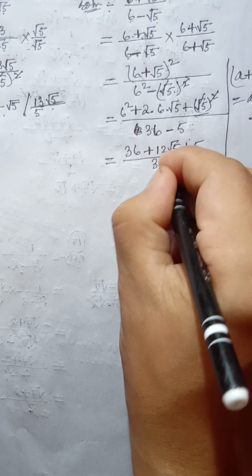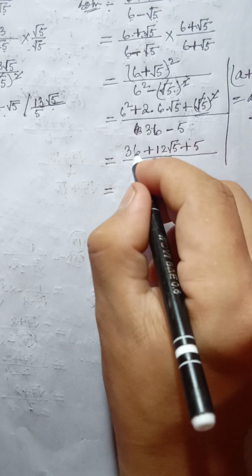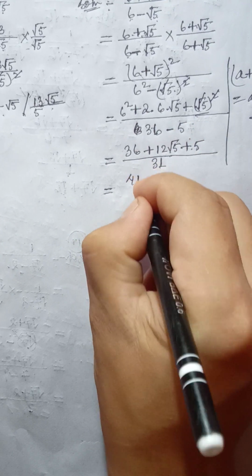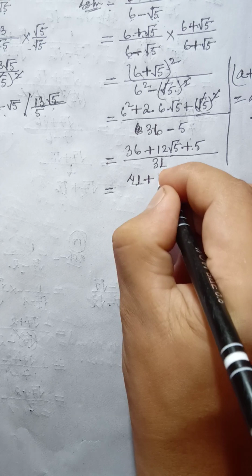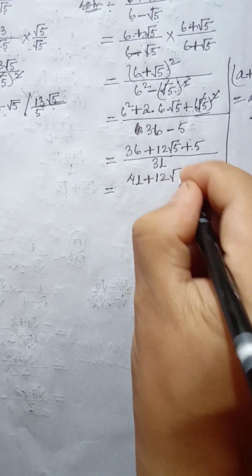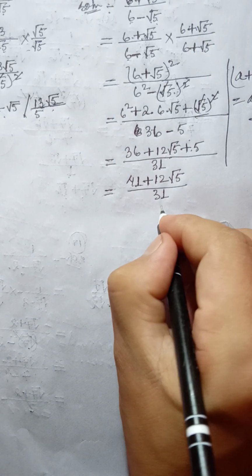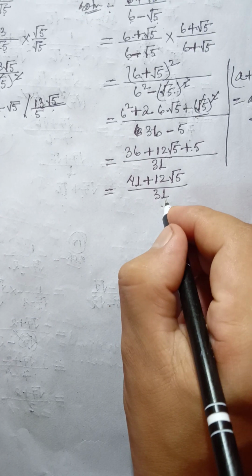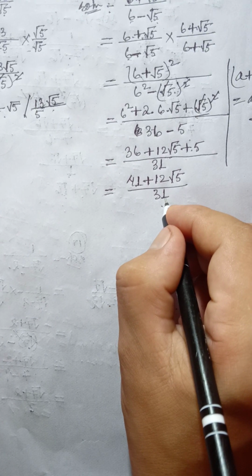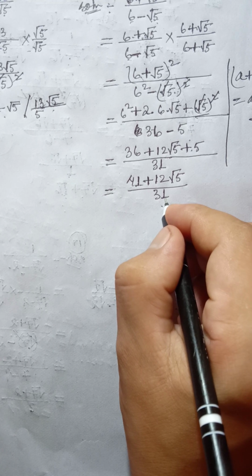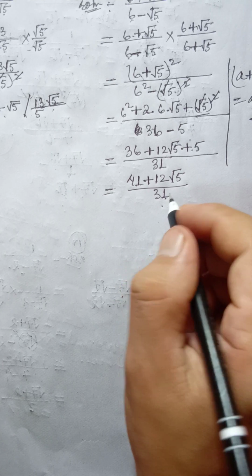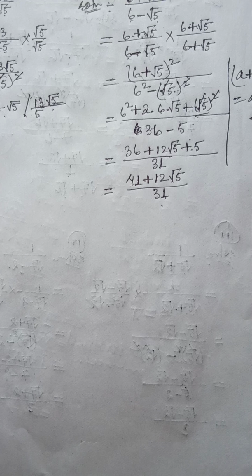36 minus 5, that will give you how much? 31. 36 plus 5, that will give you how much? 41. Okay, plus 12 root 5 divided by 31. Okay, as we can see here, the number which is in the denominator is in the form of a rational number. Okay, that's what the question has asked us to do. We just convert it in the form of rational number from irrational number.